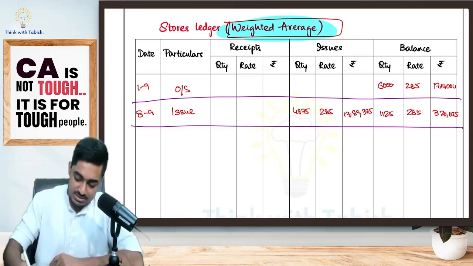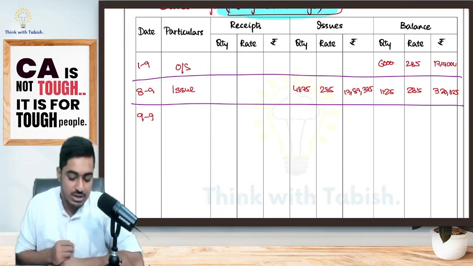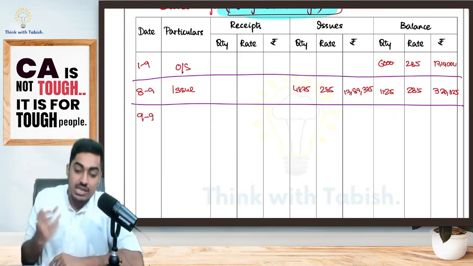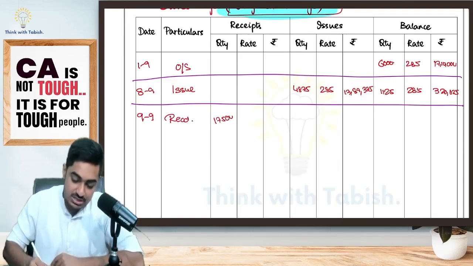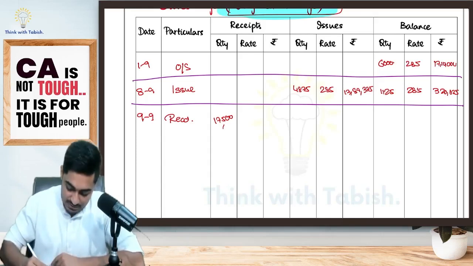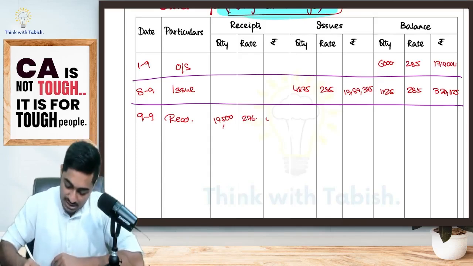After that, what happened, sir? Sir, after that came 9th of September. What happened on 9th of September? We received. How much quantity did we receive, students? 17,500 we received. At what rate? At the rate of 276. That means 17,500 into 276 will be how much? 48,30,000 rupees of goods we received.